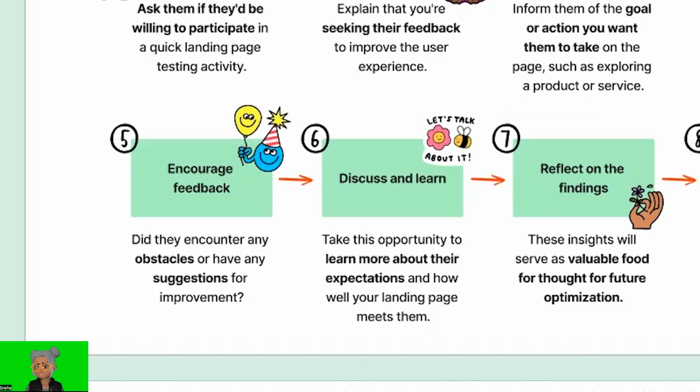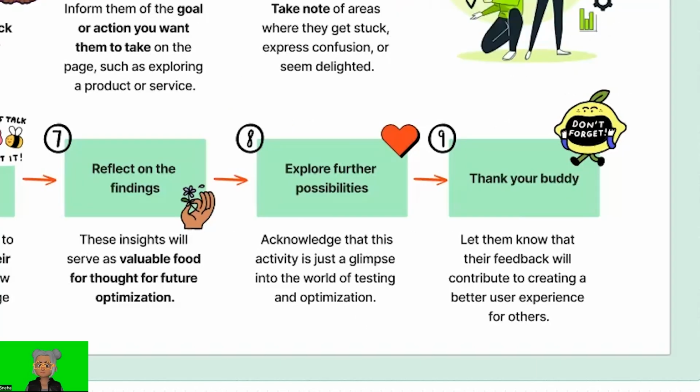Take the feedback you received from your buddy and reflect on it. Consider their observations, suggestions, and the areas where they struggled. These insights will serve as valuable food for thought for future optimization. Explore further possibilities as step 8. Acknowledge that this activity is just a glimpse into the world of testing and optimization.